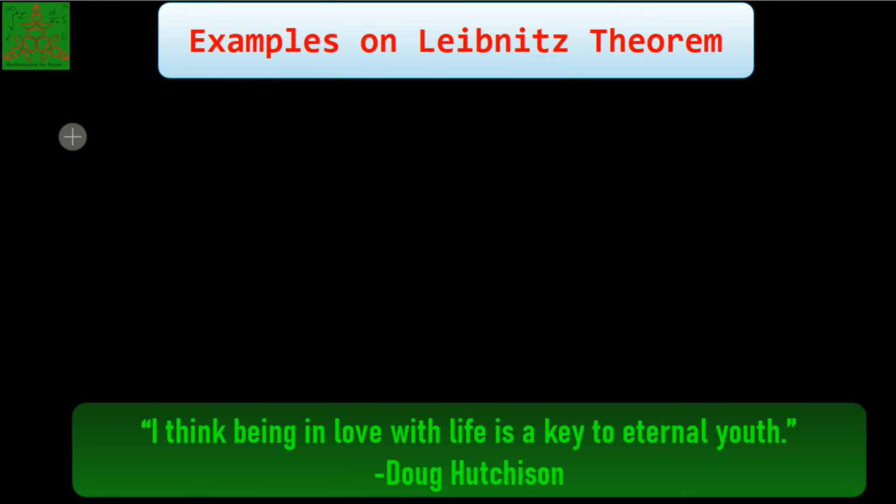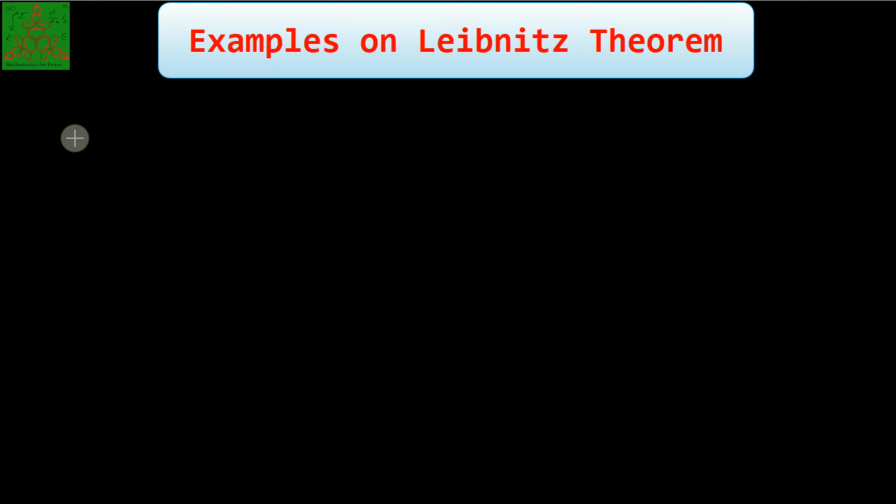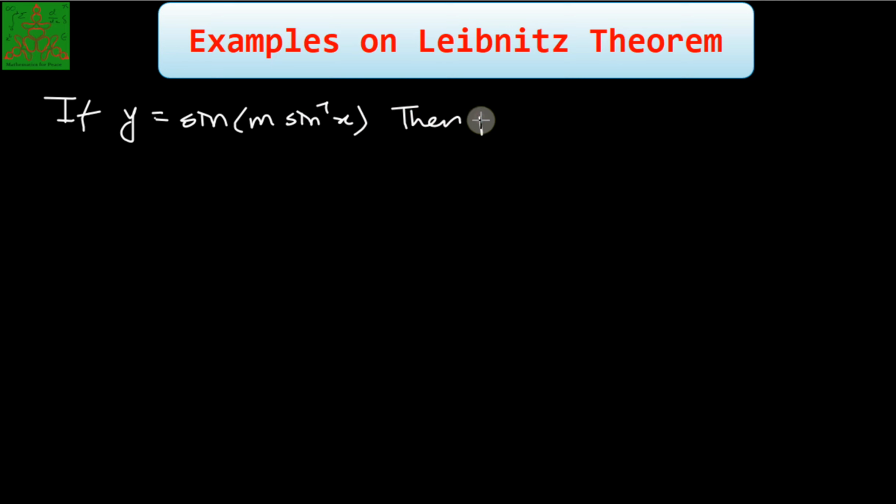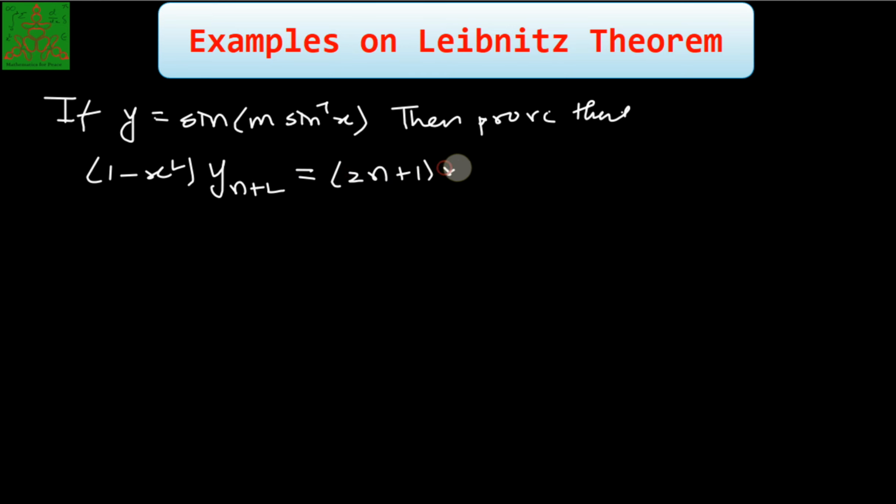The objective of this video is to discuss some examples based on Leibnitz theorem, which is known as the product rule for successive derivatives. Let us write the first example: y is equal to sin(m sin inverse of x), then prove that (1 minus x square) y_(n+2) is equal to (2n+1) x y_(n+1) plus (m square minus n square) y_n.